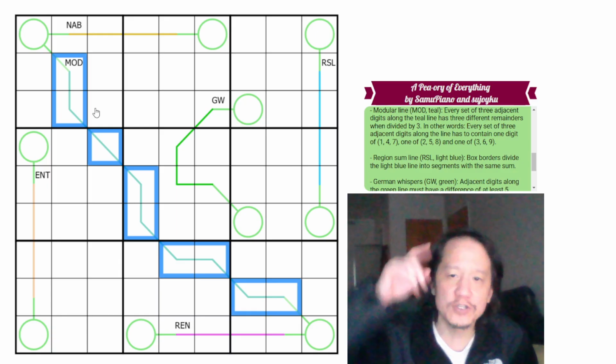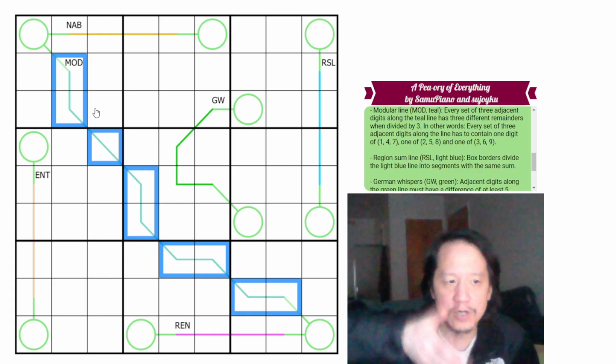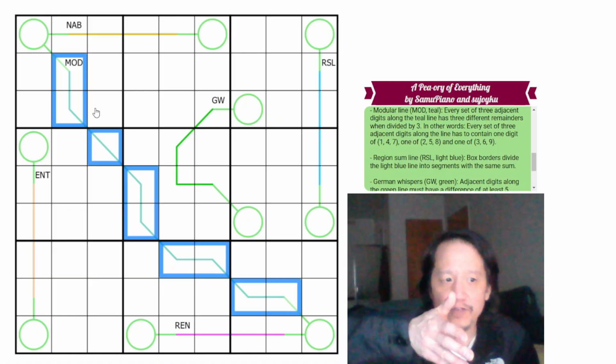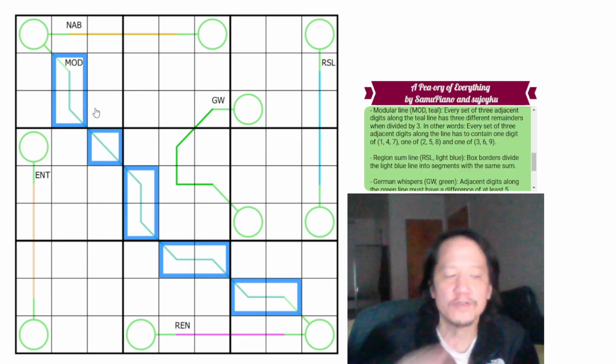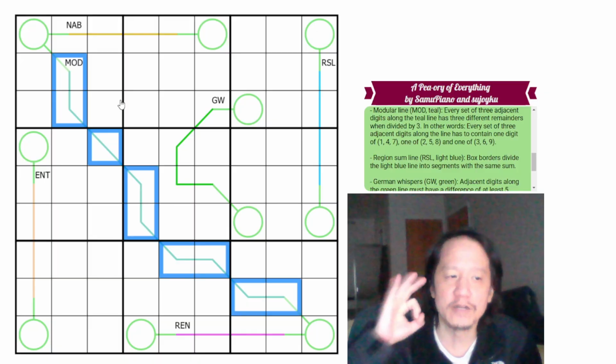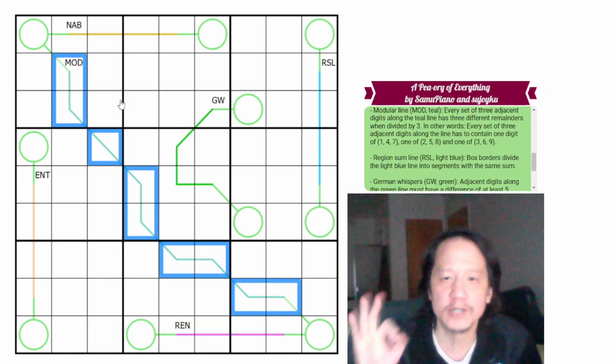And if you have a number pad on your keyboard, you can just divide it into columns, and you'll see that's 147, 258, and 369 if you divide it by columns. So you have to have one of each in each set of 3 digits along the modular line.